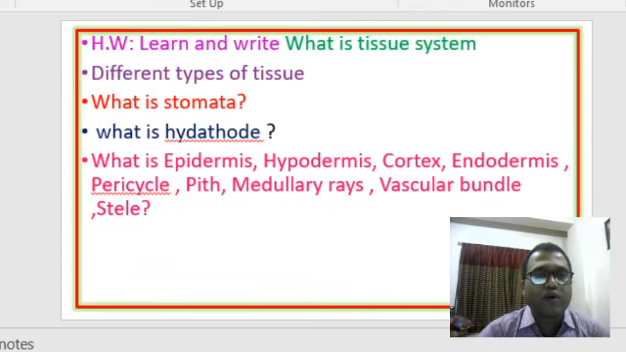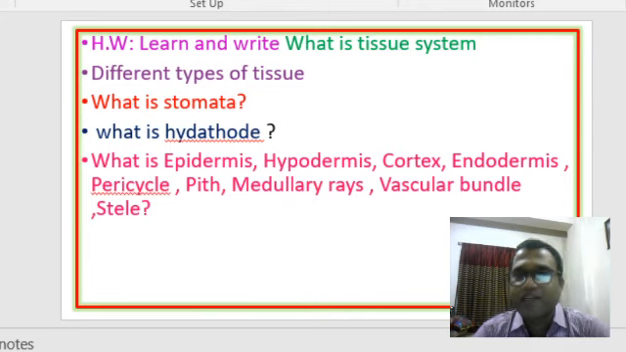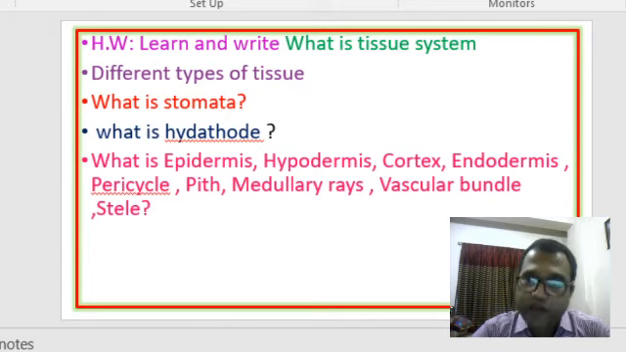So today's homework: you have to learn all the definitions, write them and submit to your class teacher. If you face any problem in any topics, please contact your class teacher.